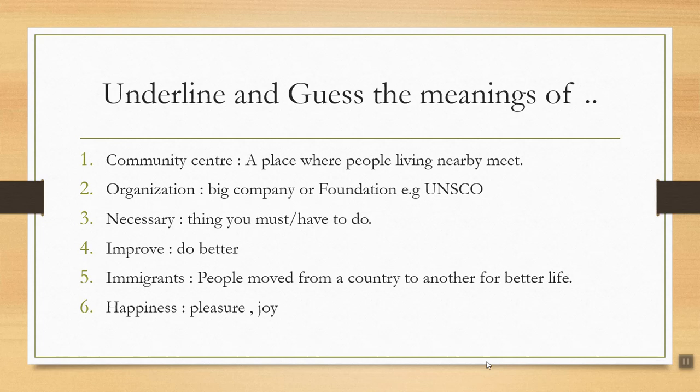So now the first word, community center. A community center is a place where people living nearby meet each other. Not only for meeting, of course, it's for helping each other. The second word is organization. Organization comes from the word organize. An organization is a big company or foundation, for example, UNESCO. We can say UNESCO is an organization.